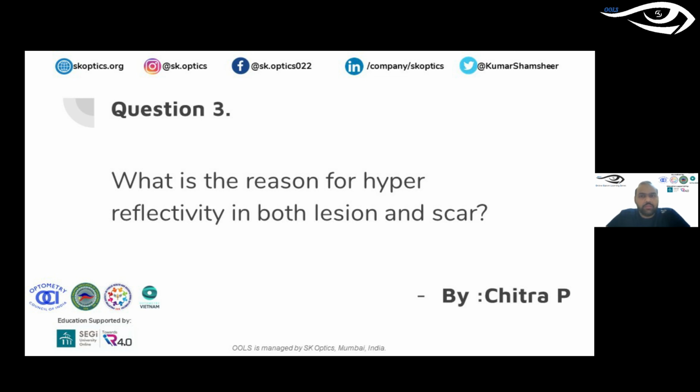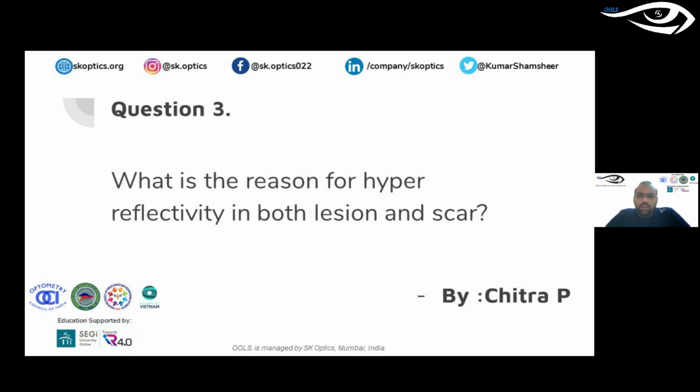So there would be a difference in the type of reflectivity pattern or the type of intensity of the light that is going to be coming back. All that differs between a normal and an abnormal cornea. So based on that, there is some hyperreflectivity, I assume. But I'm not sure about it. I can look at why exactly it is happening and give you an answer, Chitra.